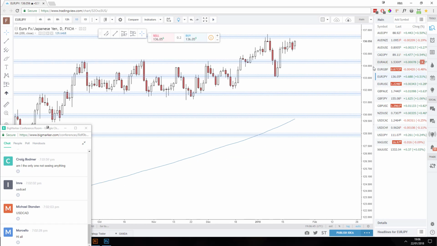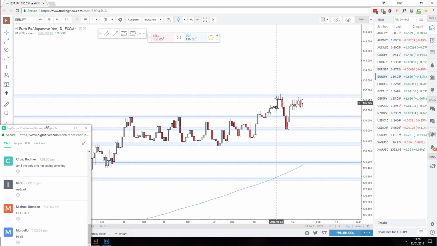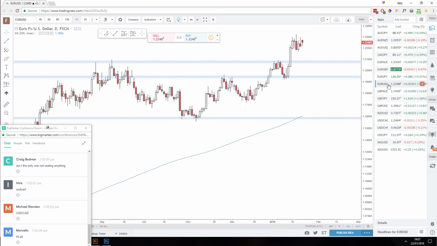All right, EURJPY is headed back to this strong resistance area, the one up here at the 136.50. I want to see what happens when it hits this resistance area. It could give us a nice reversal. It did last time. Last time it reversed quite quickly. Looks like it might do that again from here. So let's keep a close eye on that 136.50 resistance area.